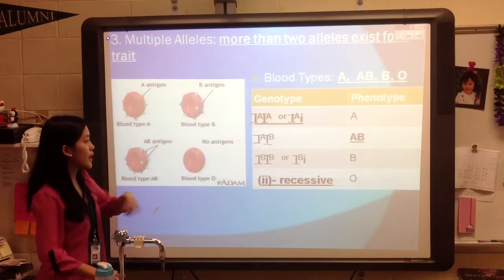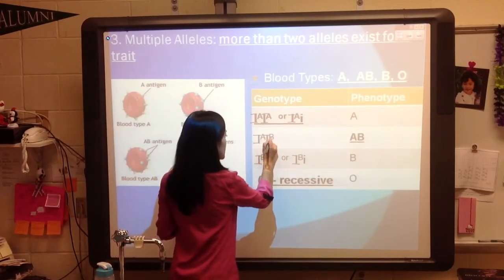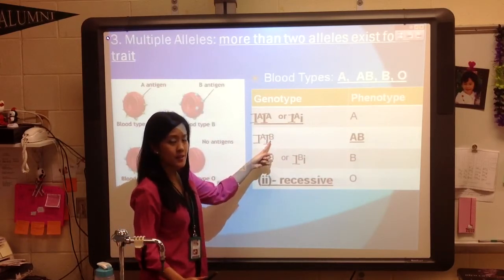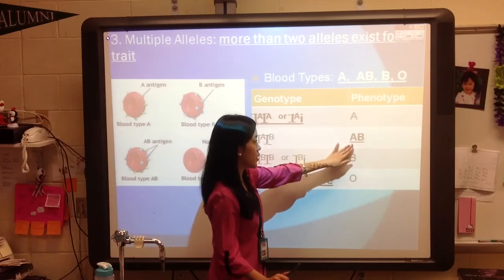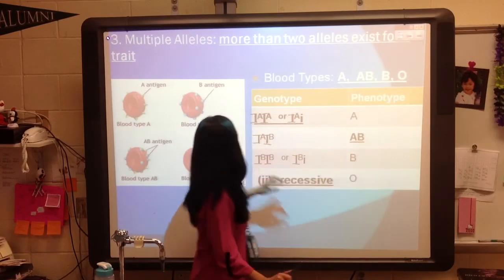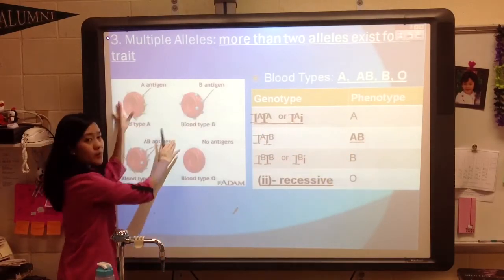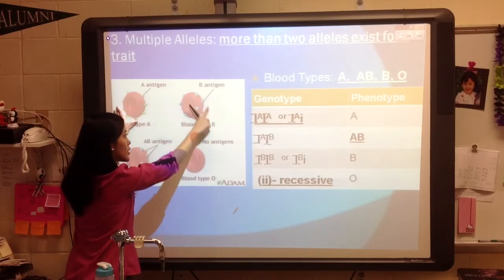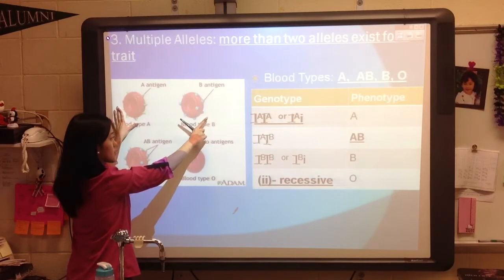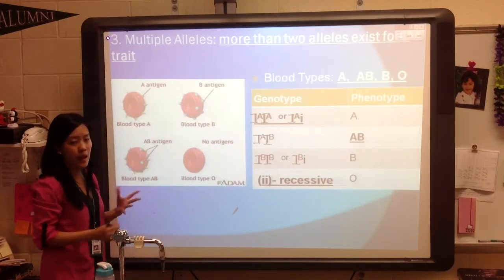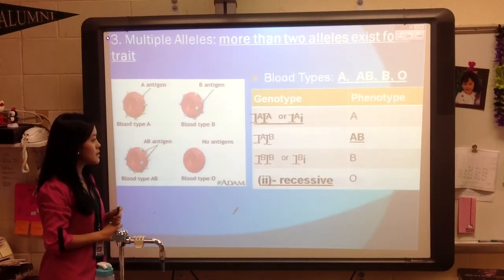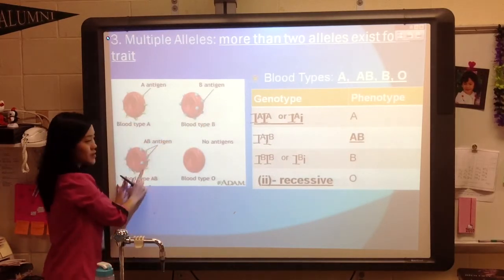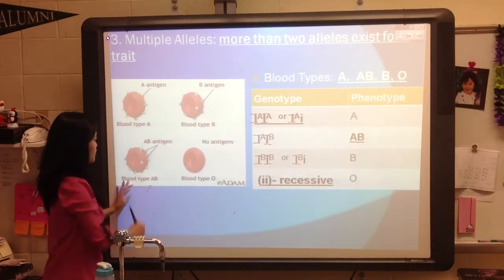Some things to keep in mind here: if you have genotype IAIB, you're heterozygous, and you have the phenotype AB blood. That means that on your red blood cells, you have red blood cells with A name tags, and red blood cells with B name tags. An easy way to help you remember this is, you have A and B on the same cell.